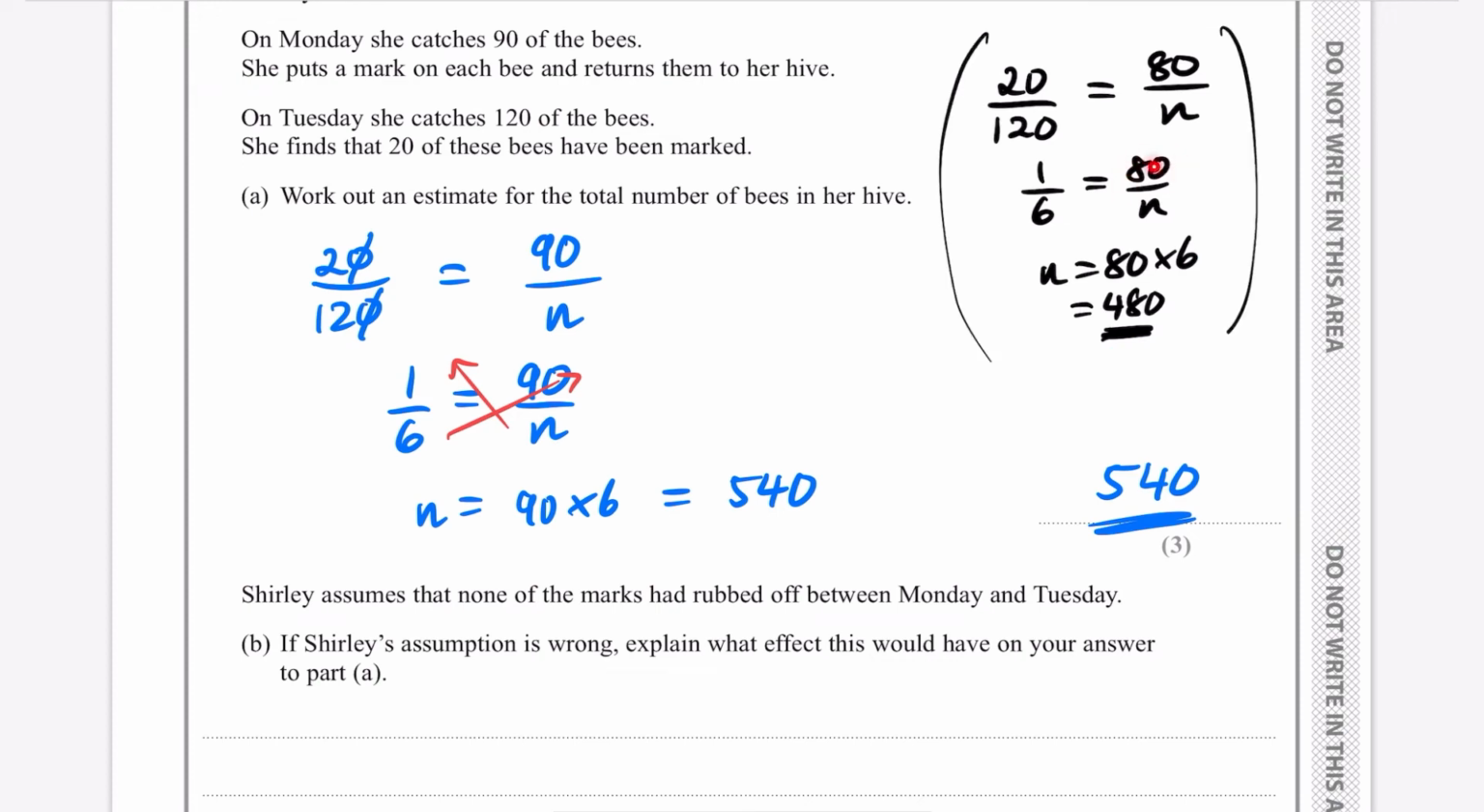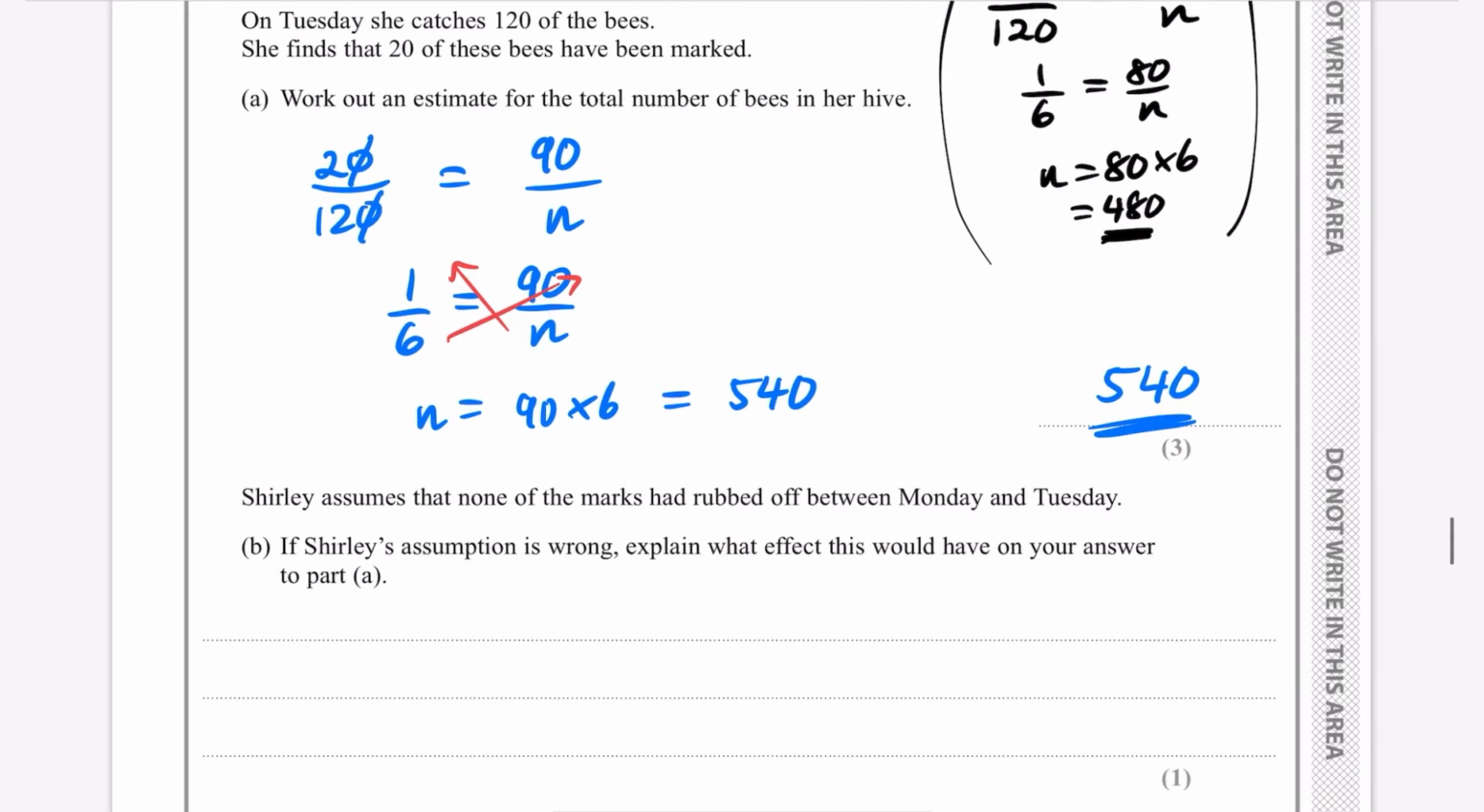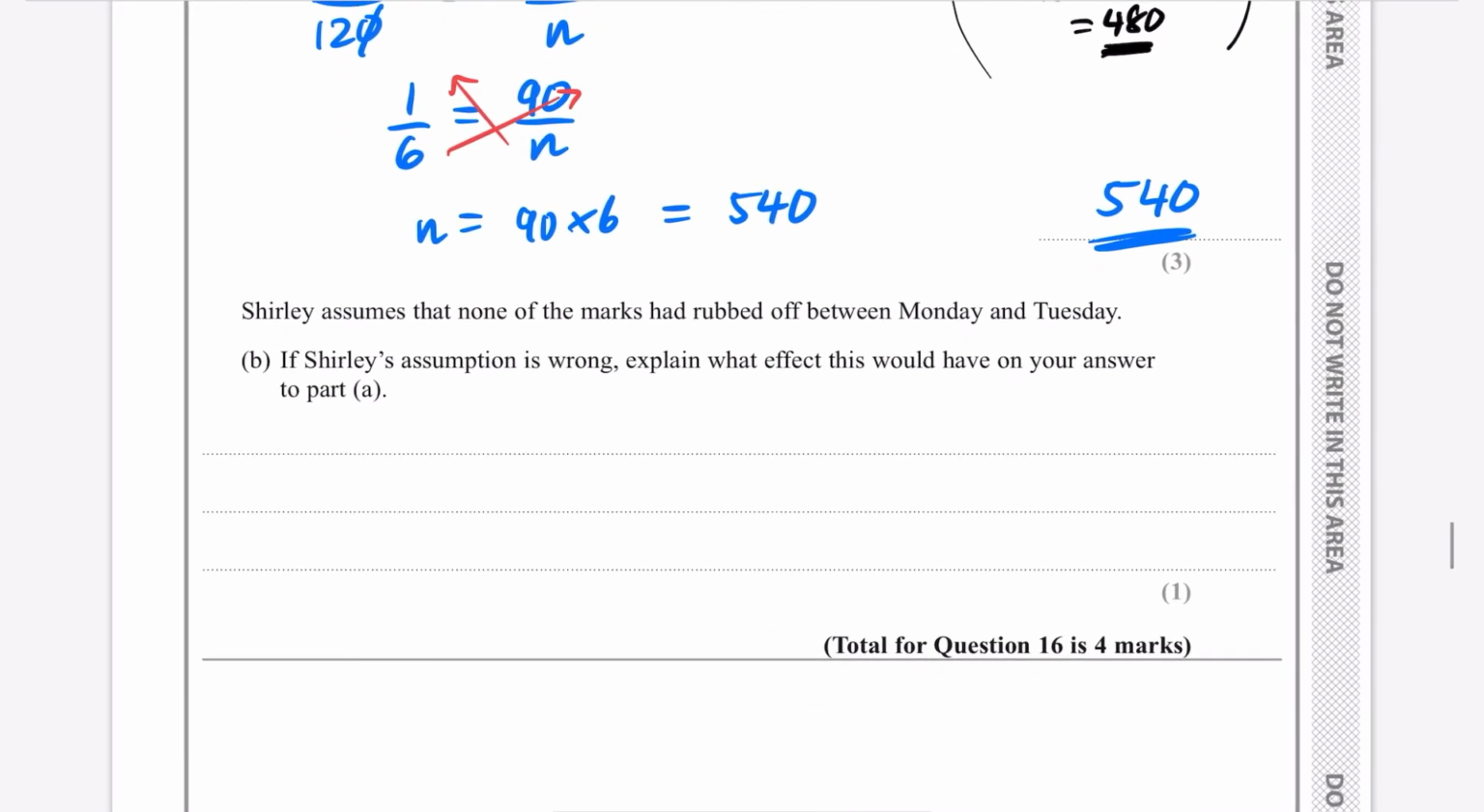But if some of the marks have rubbed off, if it went from 90 to a lower number, the number of B's in the hive will also decrease. So what effect will this have on our answer in part A? It would decrease our answer in part A.